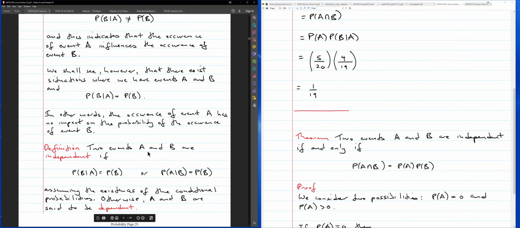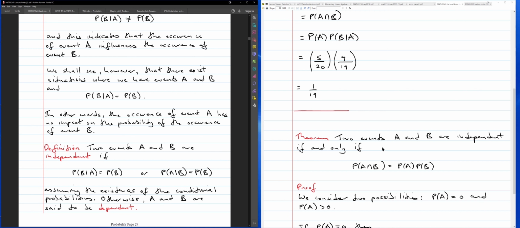Now, are events A and B independent? We saw this definition for independence: A and B are independent if the conditional probability of B given A is equal to the normal probability of B, or the probability of A given B is equal to the probability of A. So remember there's a typo here.